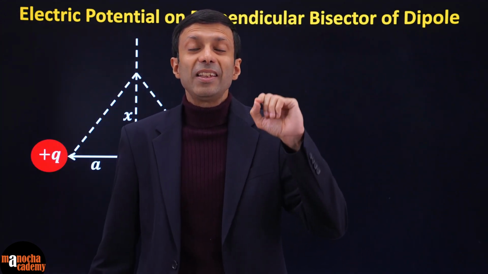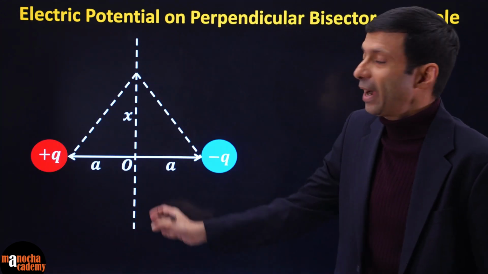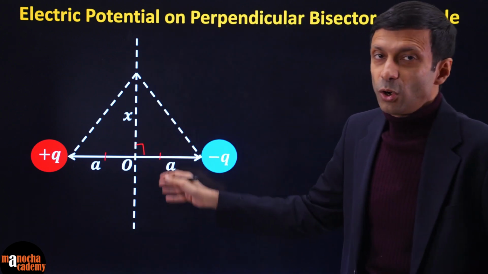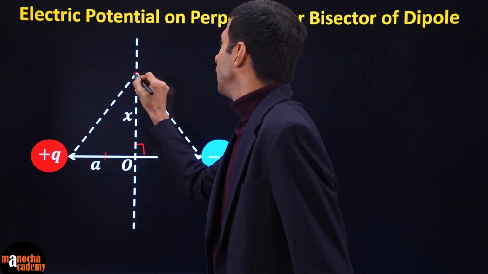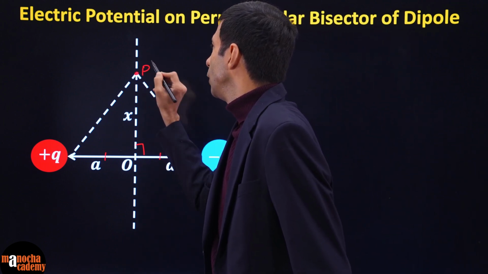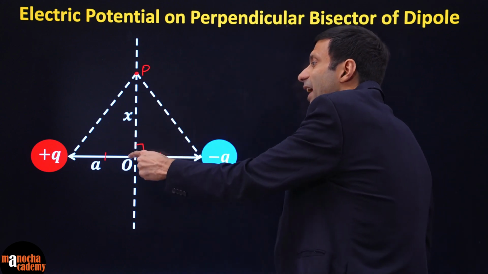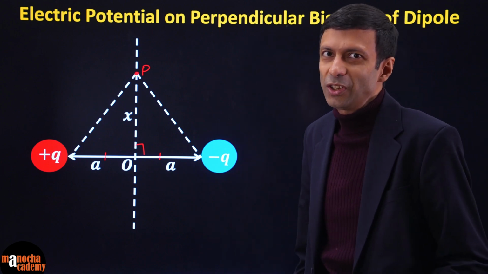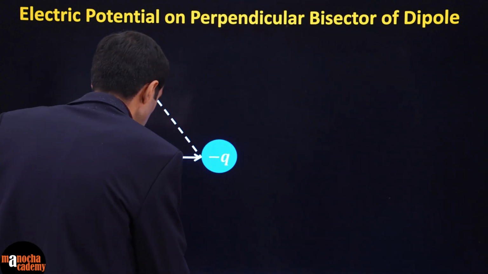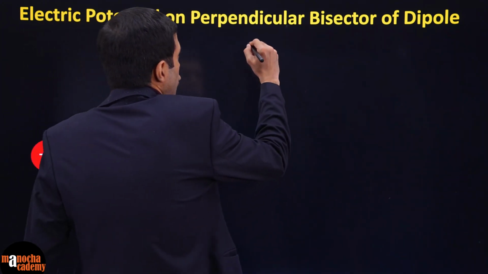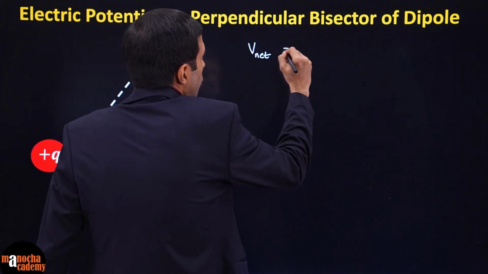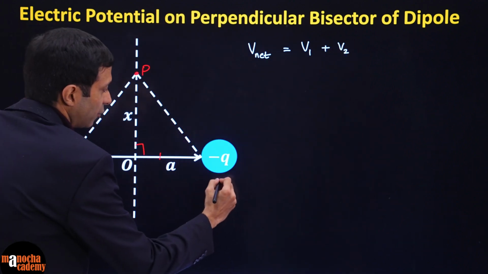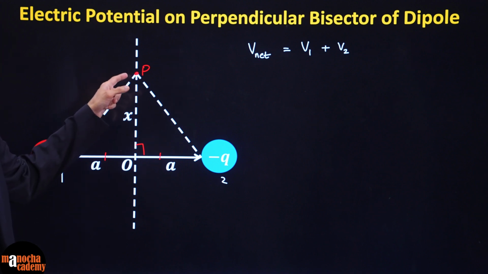Now let's see if we can calculate the electric potential on the perpendicular bisector of the dipole. Let's say this is our perpendicular bisector, and we are interested in the electric potential at some arbitrary point P on the perpendicular bisector, at a distance once again x from the center of the dipole. Can you pause the video here and tell me what the electric potential there will be? Once again we use the same concept: the net potential is the potential due to the two charges, V1 plus V2. Let's say the positive charge is 1 and the negative charge is 2. We want to find V net here at P.